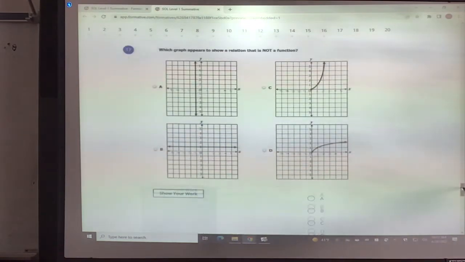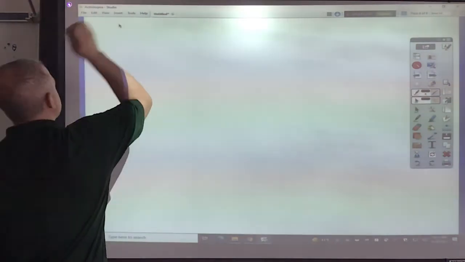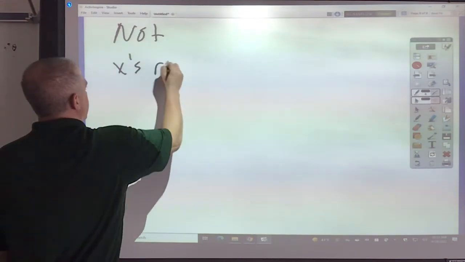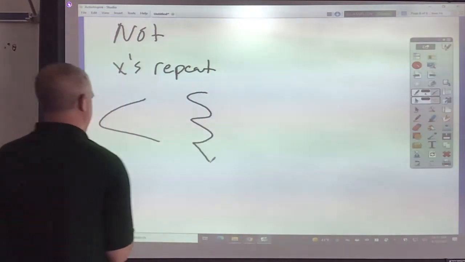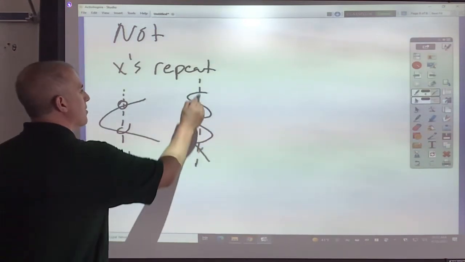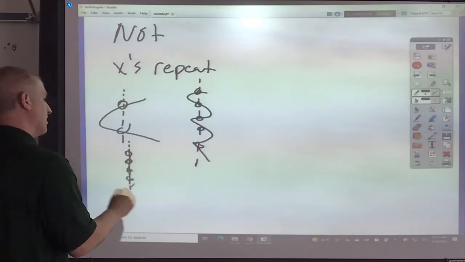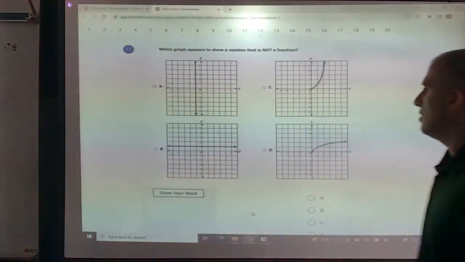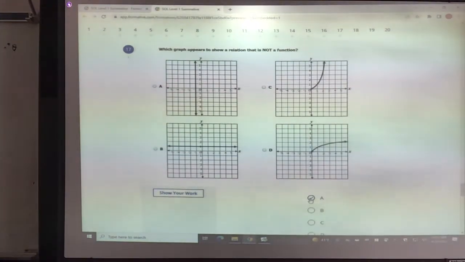Which thing is not a function? As a reminder, there are 2 ways things are not functions. X's repeat. If you have any kind of graph, if you draw a vertical line and it passes through more than one time, even if I do a vertical line, it's passing through all of these. These answers are all not functions. So when I go back to the screen, which one is not? The only one that's not is going to be letter A.